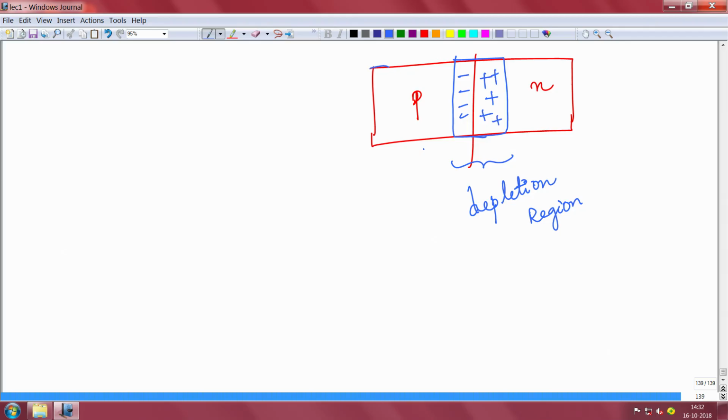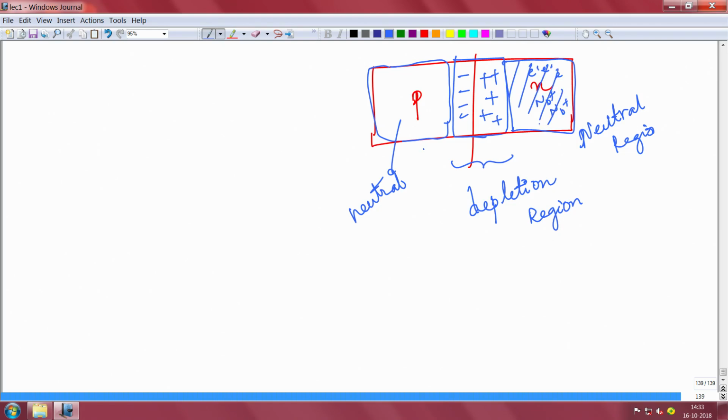Of course, this region has a lot of mobile holes and also ionized acceptors. This is called the neutral region. This is also called the neutral region. This is also called the neutral region because there are a number of negatively charged electrons, but also an equal number of positively charged donor ions. So, this region is called the neutral region.